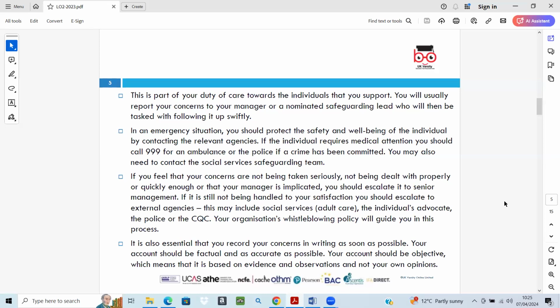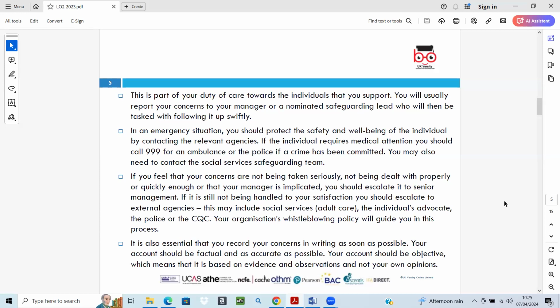So every organization has its own policies and procedures on whistleblowing and how to escalate the issue, and things like that. So we need to follow that. And if sometimes we are not heard properly, then we can contact these departments.